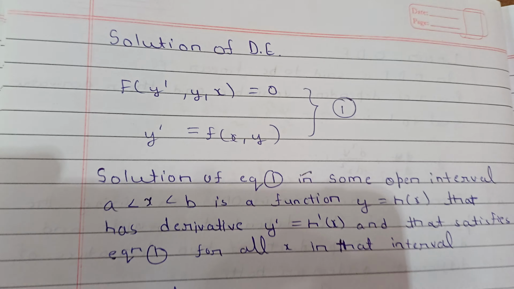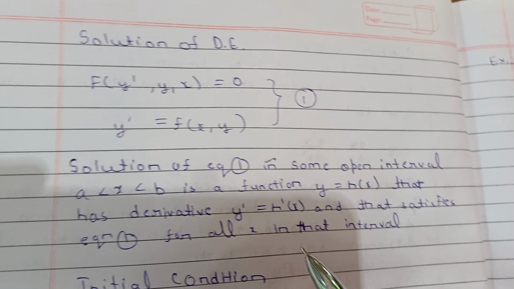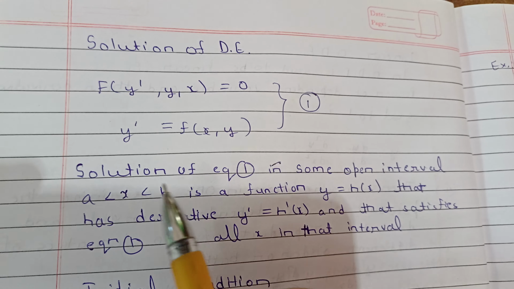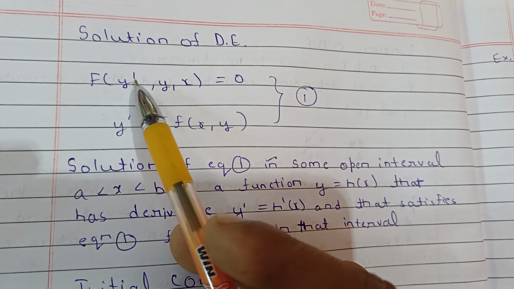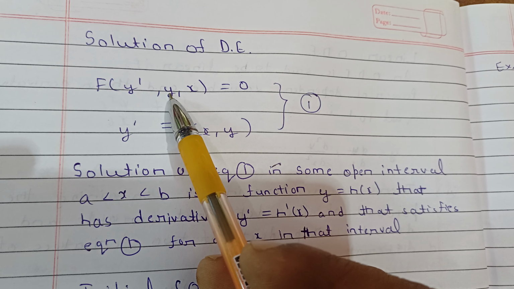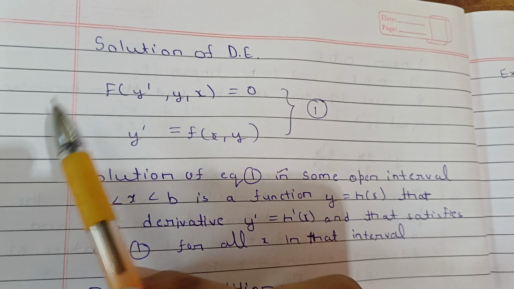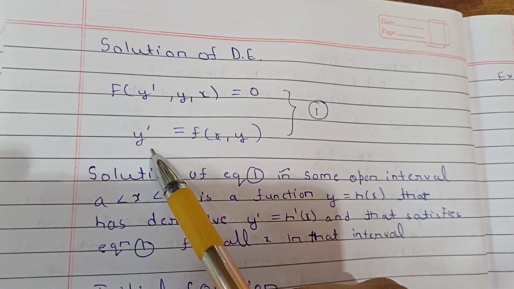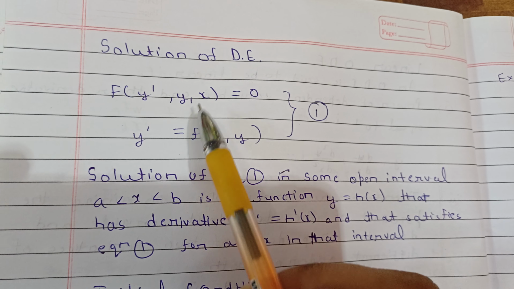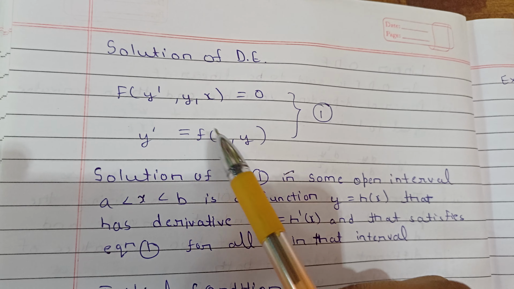Now that you understand the different terms, let's see an example of how to find the solution of differential equations. These kinds of equations are called differential equations, in which you get the derivative term, the dependent variable itself, and the independent variable. When you have an equation involving all of them, that equation is called a differential equation. And this y dash is nothing but a function of x and y. That's how you get the equation. Now you have to solve this kind of equation.